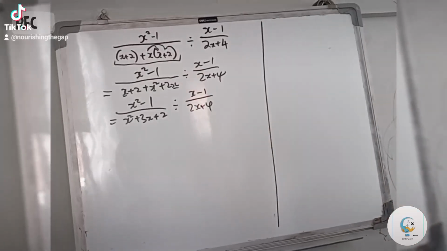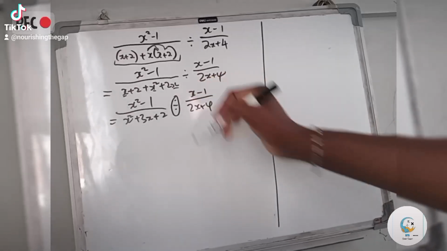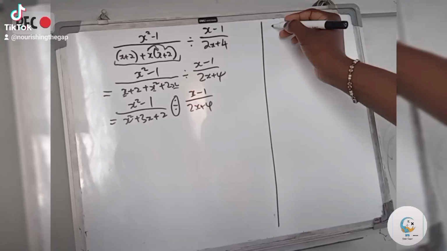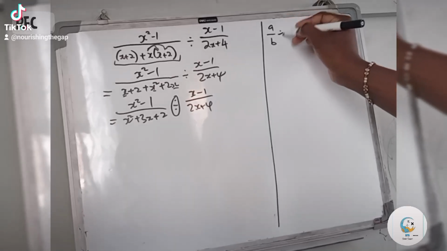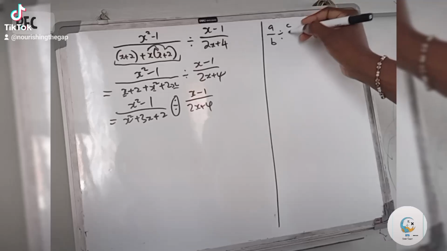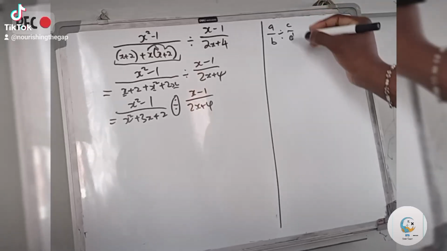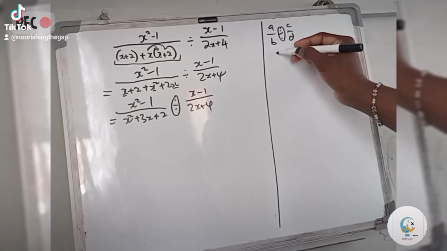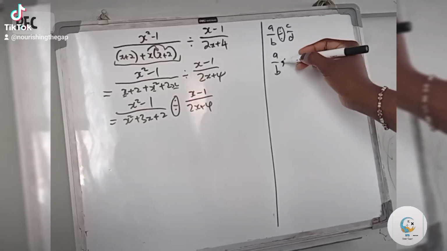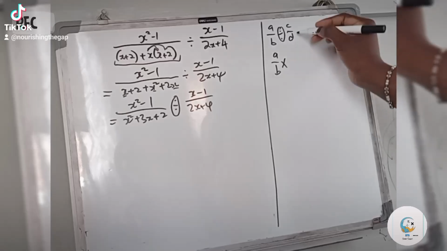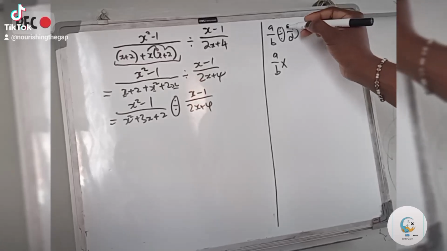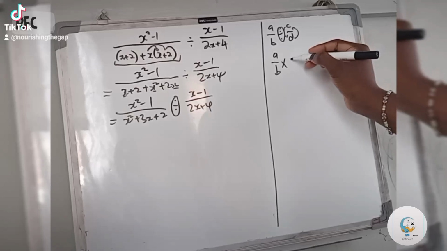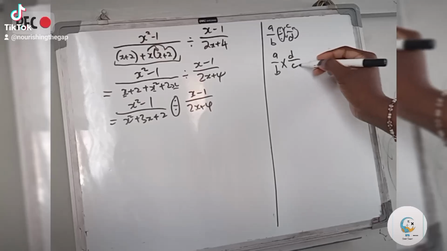We have the division sign here. Let's say if ever you're dividing a by b as a fraction and c by d. When you are dividing here, you must change this sign to a multiplication. The denominator becomes the numerator, and the numerator becomes the denominator. That means d will become the numerator and c will become the denominator.